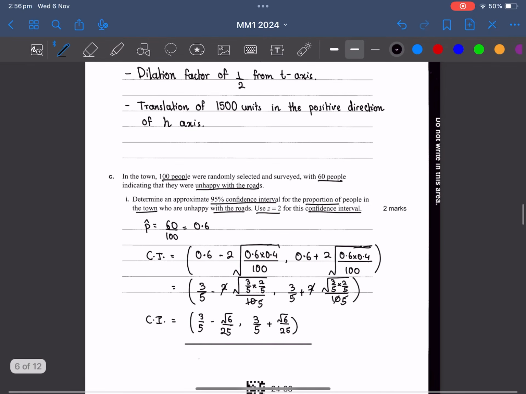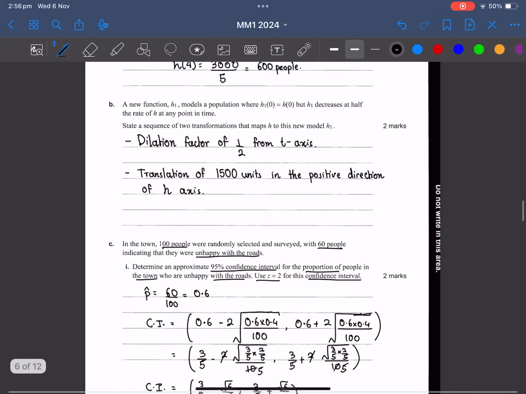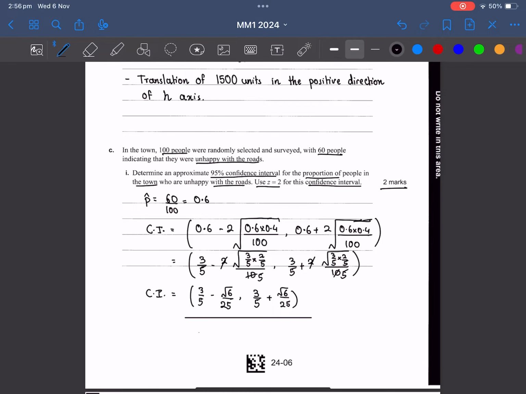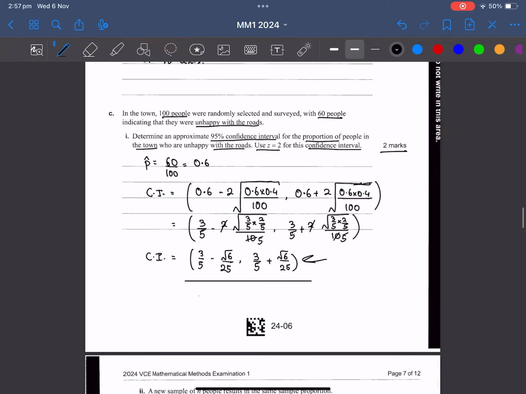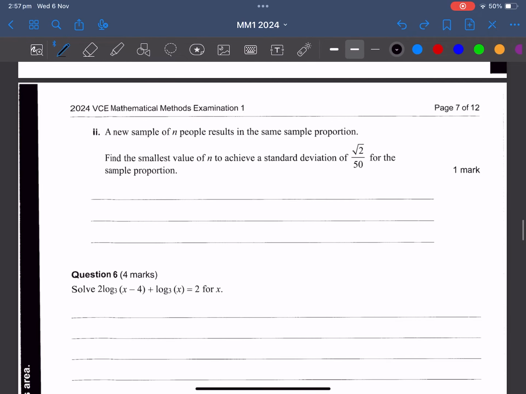What is the marking scheme? Yeah, so 2 marks, 1 for working out, maybe one mark for finding the correct p hat value, and then the other mark would be for this, maybe. Okay, so moving on to the next question.